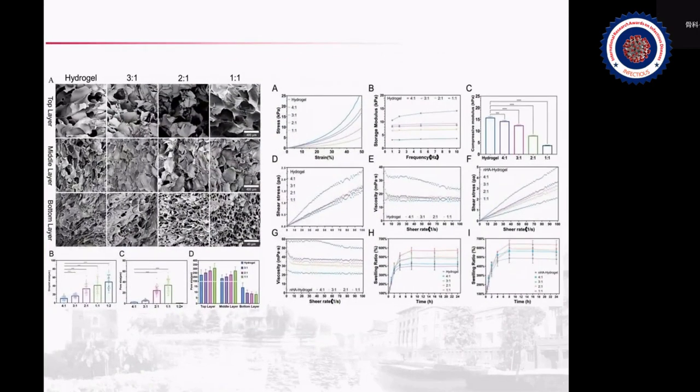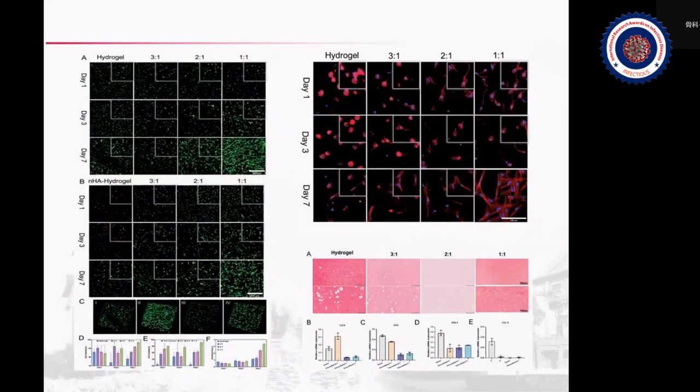Subsequently, SEM, biochemical and rheological tests were used to further clarify the characterization of the hydrogel scaffold. In the same state of in vitro culture, the porous hydrogel showed higher cell viability and cell proliferation ability, among which the 1:1 group was the most significant.